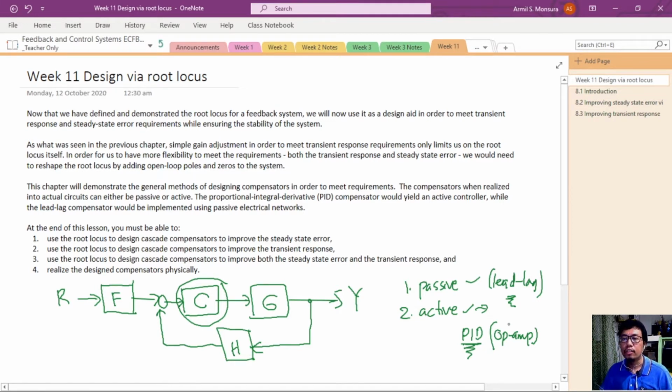So, at the end of this lesson, you must be able to use the root locus to design cascade compensators to improve the steady state error. Use the root locus to design cascade compensators to improve the transient response. Use the root locus to design cascade compensators to improve both the steady state error and the transient response, and to realize the designed compensators physically.